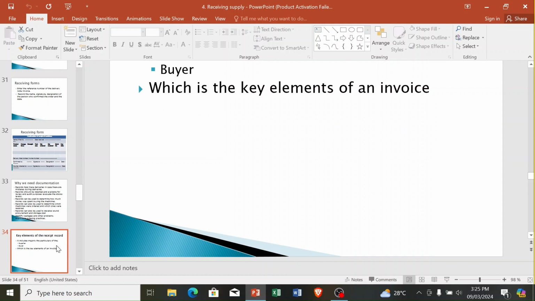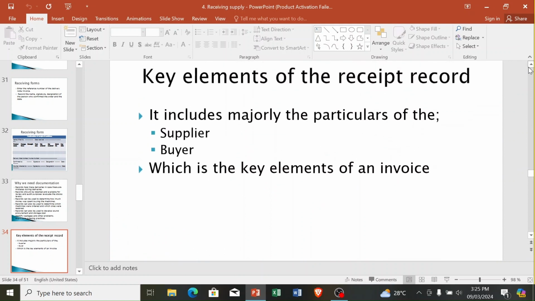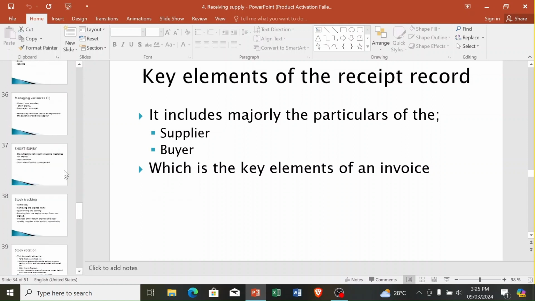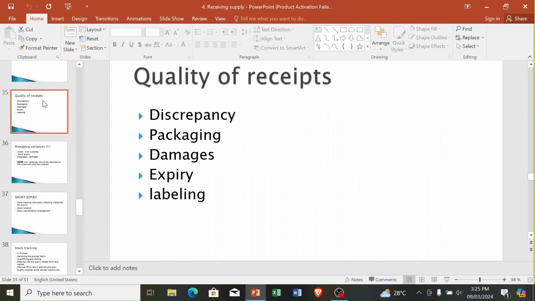So we have elements of the receipt record. Elements of the receipt record, they are majorly particulars, that is the buyer and the seller, which is the key element of an invoice. So an invoice should have particulars of the buyer and then particulars of the seller. Okay, so quality of a receipt. A receipt, we have discrepancy, packing, damages, expiry, and labeling.